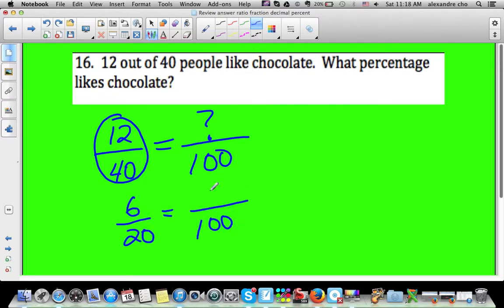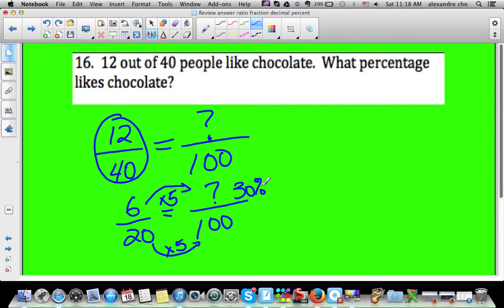And to then find your answer, again, times 5. 20 goes to 25 times 5. Nice, pretty relationship. And then you multiply the top by 5 again, and you get 30. So, what percent like chocolate? If you had 40 people in the room and 12 said they like chocolate, that would equal 30%.